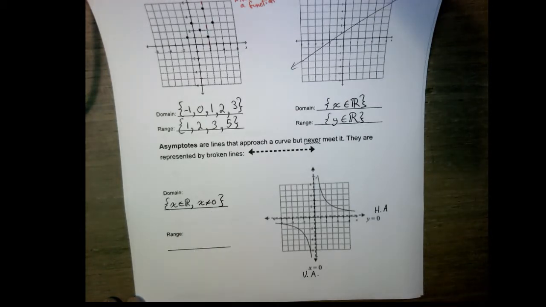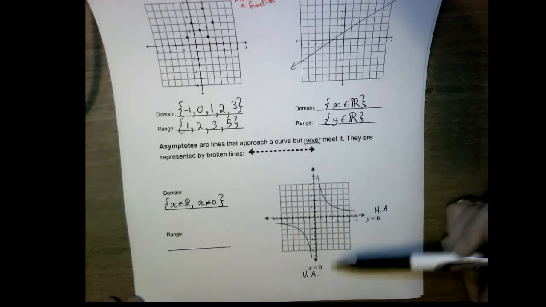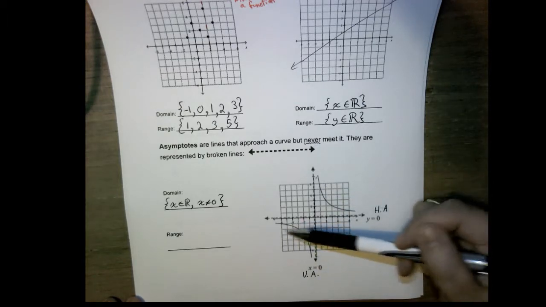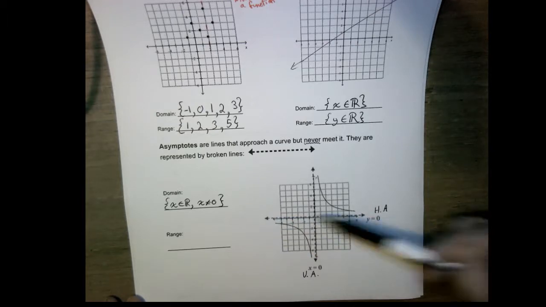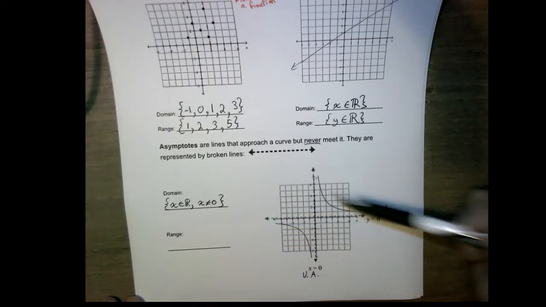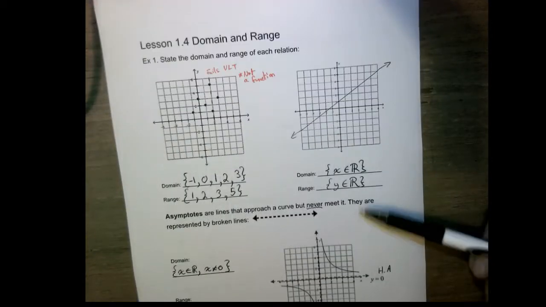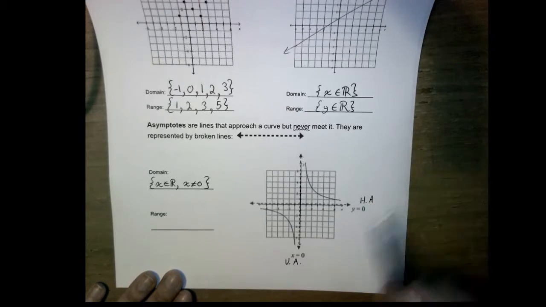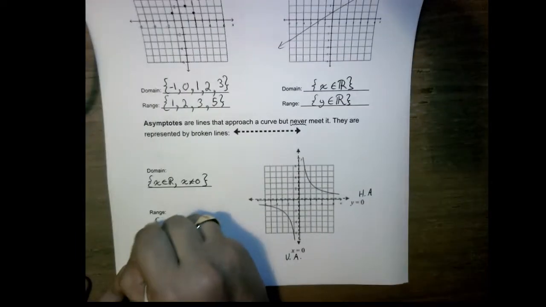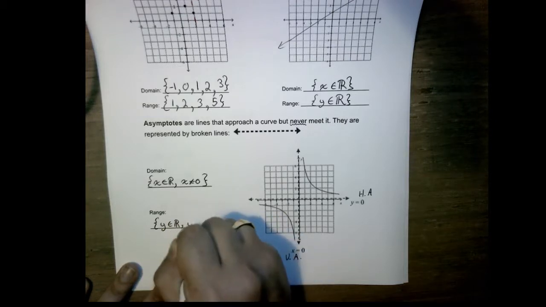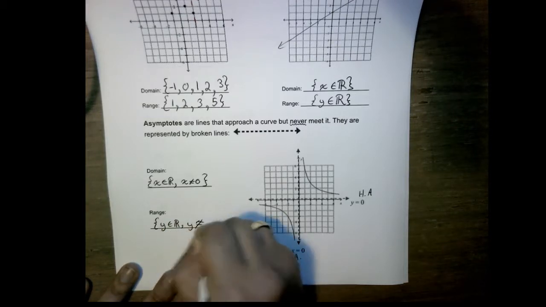And then similarly, I can look at my range. So the range is pretty much the same idea, right? It's getting closer and closer to 0 horizontally from here. It's getting closer and closer to 0 horizontally in this direction, but it's never actually going to cross that line. So y can be any real number except y cannot equal 0.